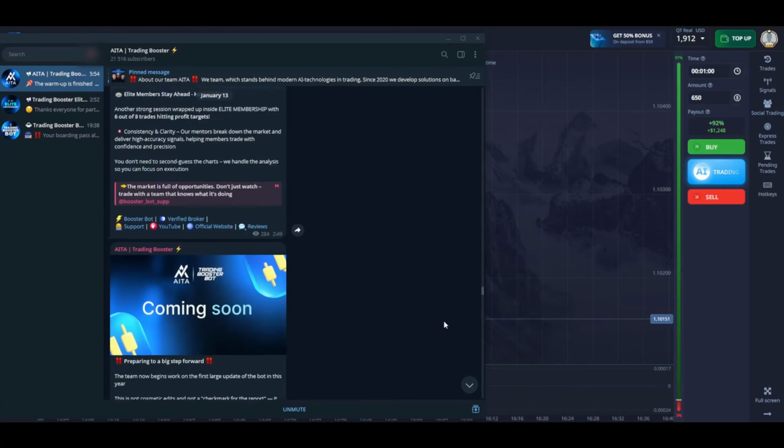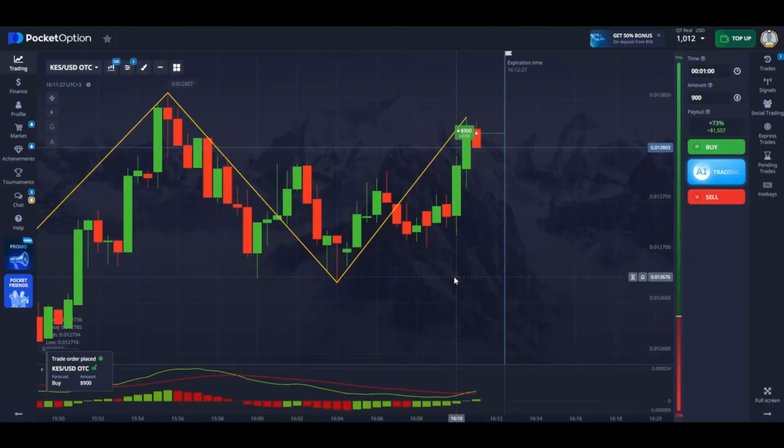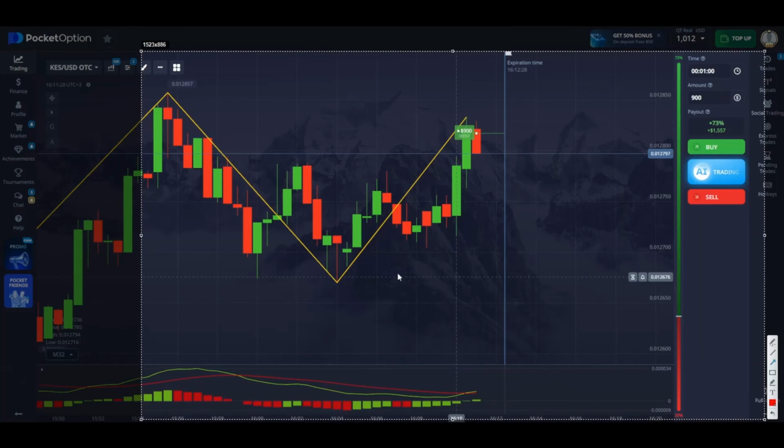We have another entry point for an upward move. As you can see, our trend is currently pointing upward. The price is near the zigzag, and we just had a crossover of the green line from below to above. So this is a signal that we can confidently open a trade for an upward movement.